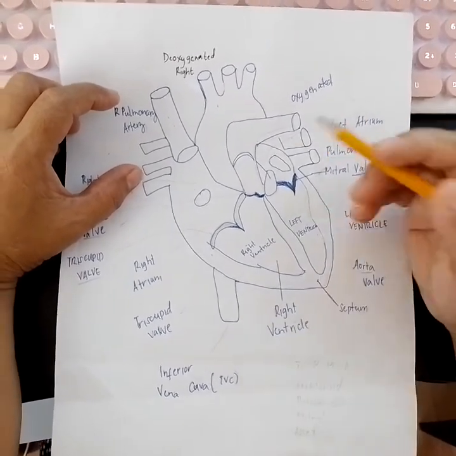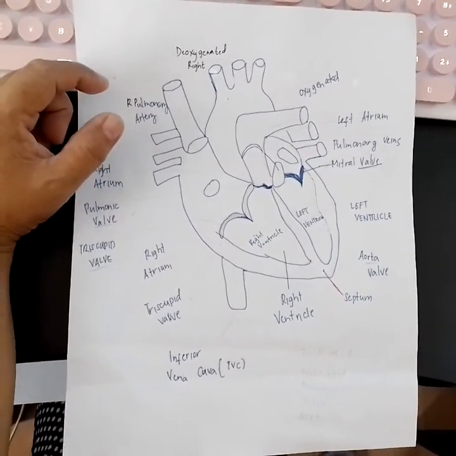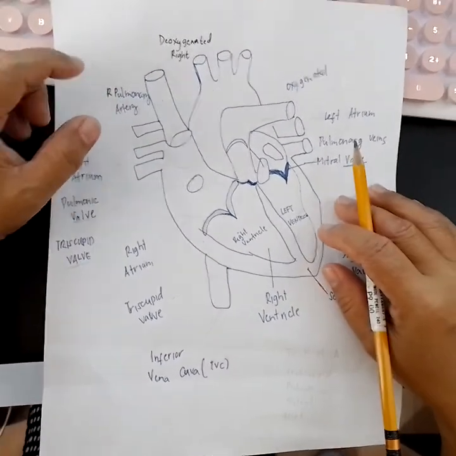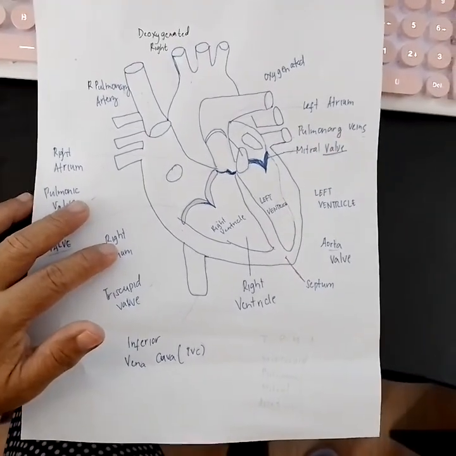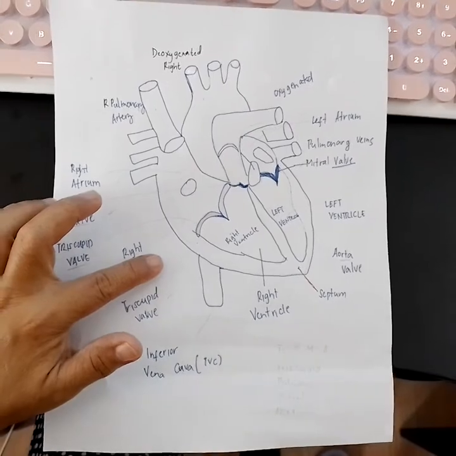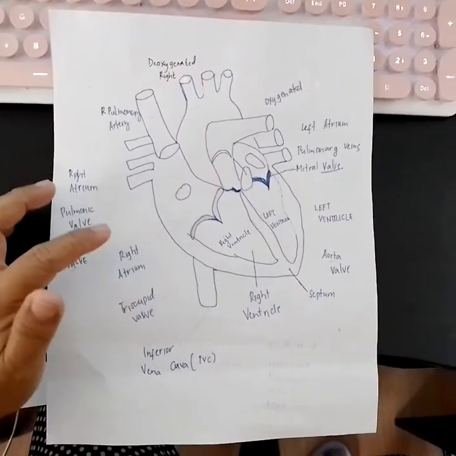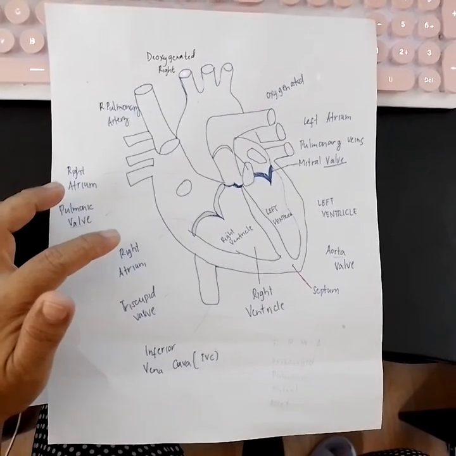So with that out of the way, let's take a look inside the heart so we can see some of the structures here. There are four main chambers, two upper chambers called atria and two lower chambers called ventricles. And we have one on each side of the heart.